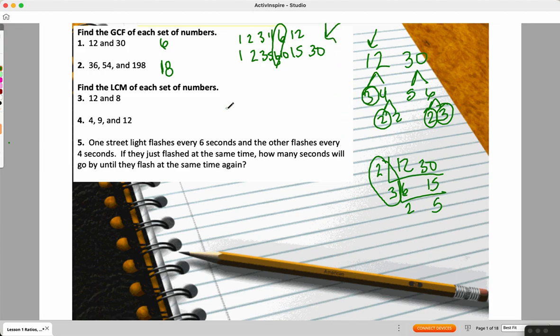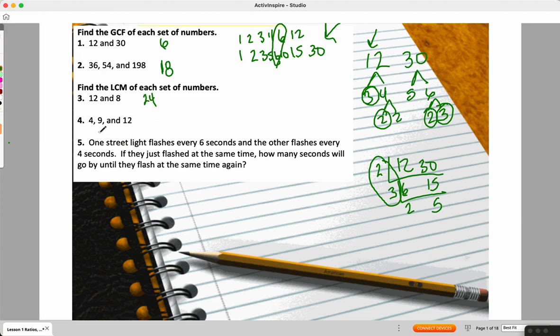Your lowest common multiple is found by multiplying a number times another number, not the parts of a number like a greatest common factor. So the easiest way on these is really to start with the largest number. 8 times 1 is 8. 8 times 2 is 16. 12 doesn't go into 16. 8 times 3 is 24. 12 goes into 24. There's our answer.